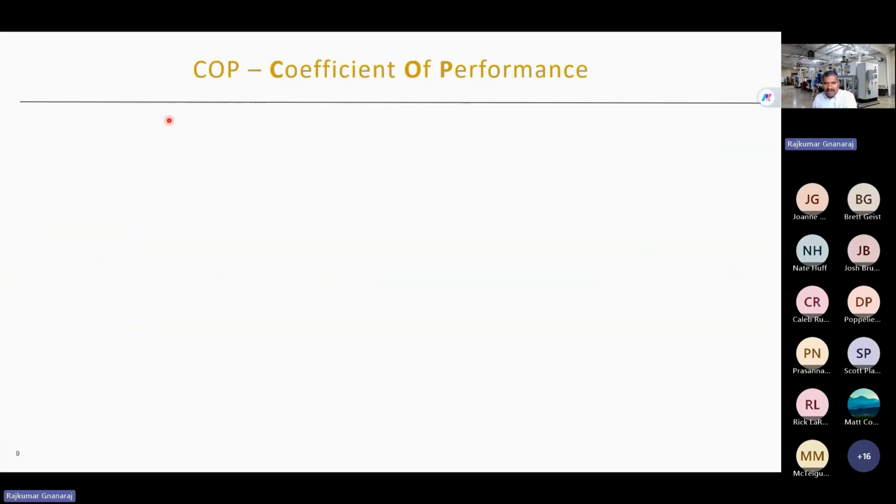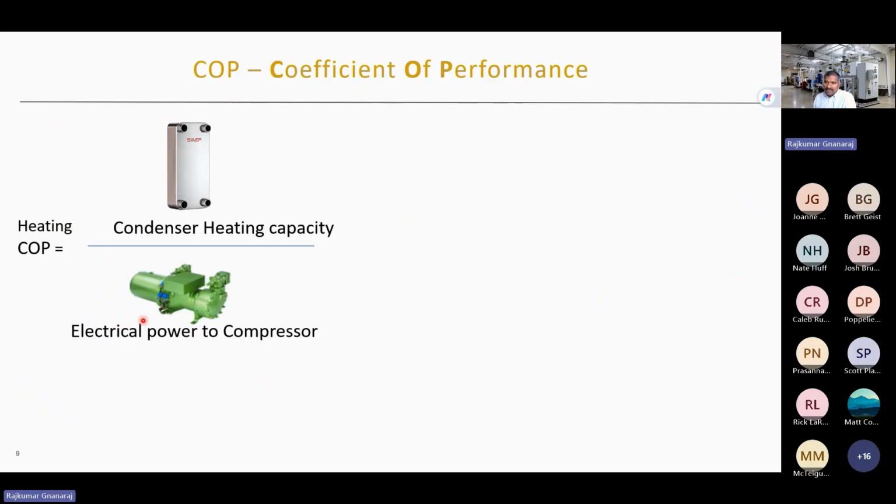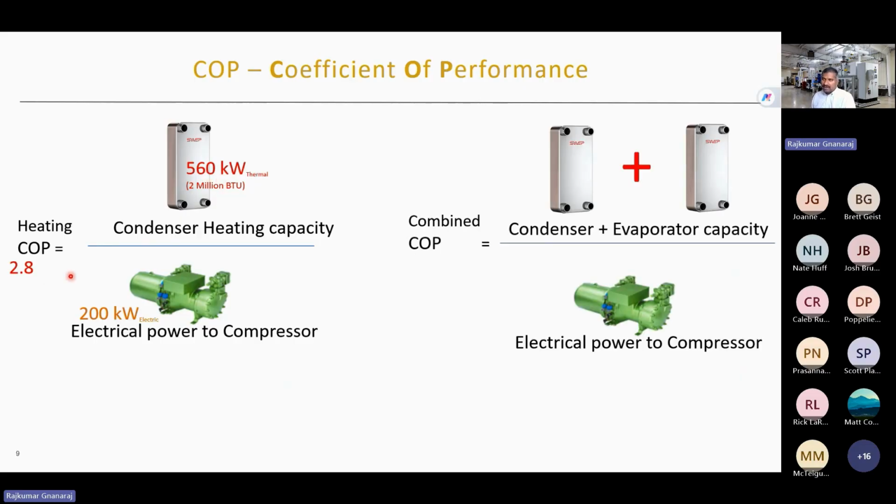We'll see how to evaluate the performance of a heat pump. It gets evaluated with a simple term called coefficient of performance. It's a very simple formula. What is the electricity we feed to the heat pump? That's the input. And what's the heating capacity we get from the condenser? So if I feed 200 kilowatt of electricity to the compressor, I get about 2 million BTUs of heating, 560 kilowatt of heating in thermal units. So the heating COP becomes 2.8.